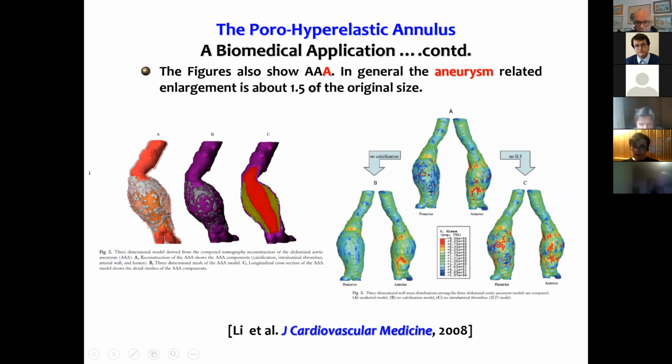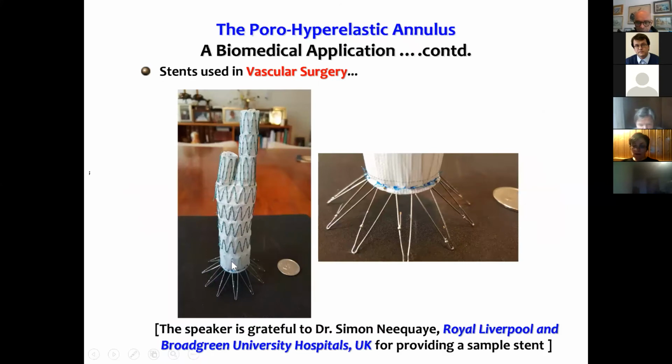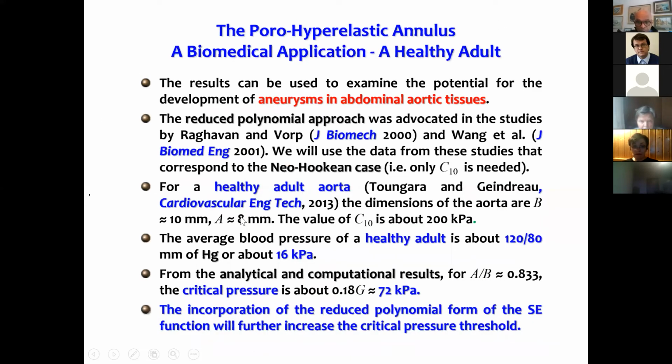So vascular surgeons tend to use stents to keep the instability under control, and this is one typical stent as well. So we can apply the theory of the pressurization of an annular region. If you apply it to the neo-Hookean case, only C10 is needed.